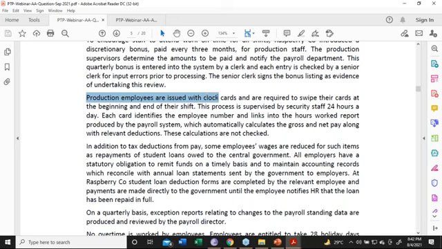Production employees are issued with clock cards and required to swipe their cards at the beginning and at the end of their shift. This process is supervised by security staff 24 hours a day. Is this a good control or a bad control? All employees need to swipe their cards, and not only that, the whole process is monitored as well. So I cannot swipe the card for any other person. Is this a good control or a bad control?